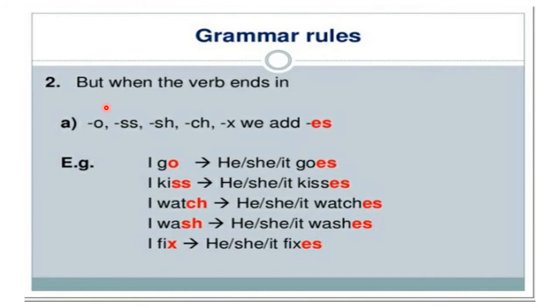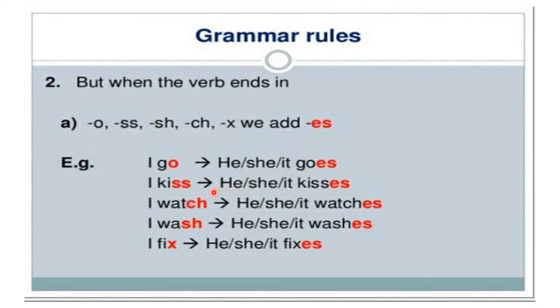Here, rule number two: when the verb ends in o, double s, sh, ch, or x, we add es to the very end of the verb, like these verbs. I go, but he, she, it goes. Why? Because we have o. When we have o at the end of the verb, add es with he and she and it.